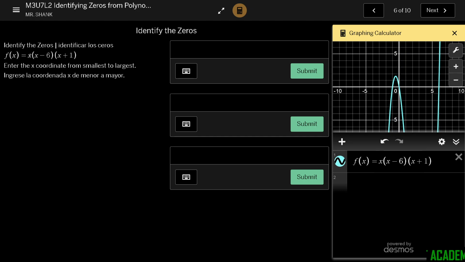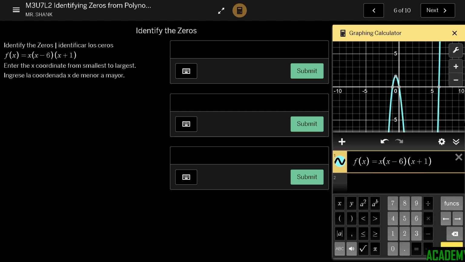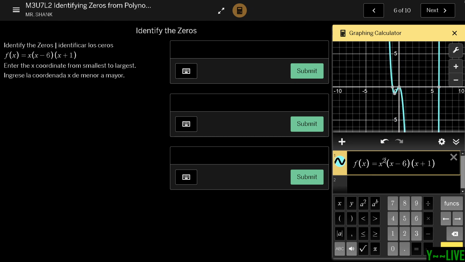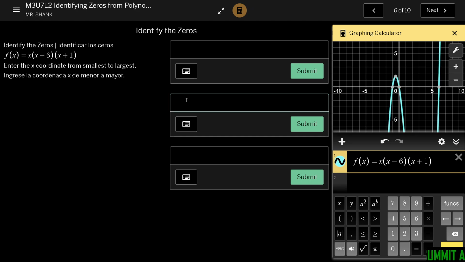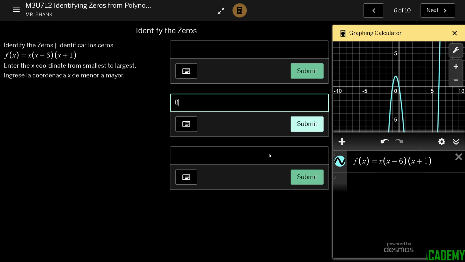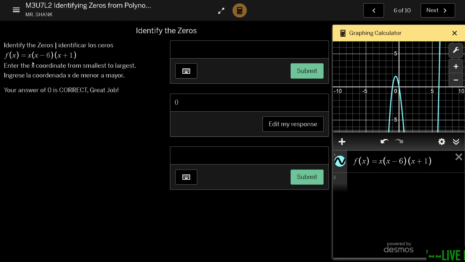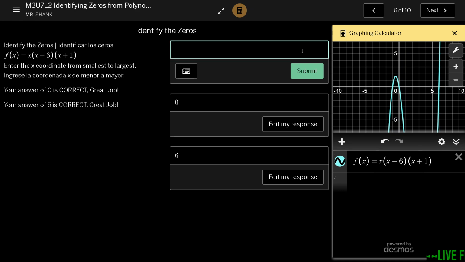So I have x all by itself, even if it had something attached to it. Even if I had an x squared here, let me demonstrate what I'm showing. If I said I had x squared here, I would still have the same point that it goes through. It still goes through that point of 0, 0. So one of these is going to be 0, which is good. I have a -6 in my equation, which means I have a +6 as my x-intercept, and I have a +1 in my equation, which means I have a -1 on my graph as my x-intercept.